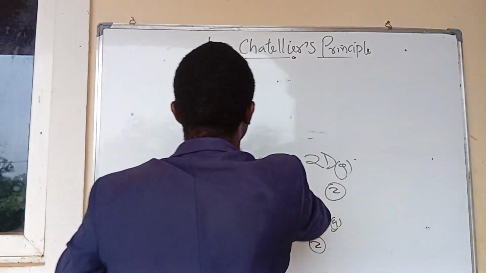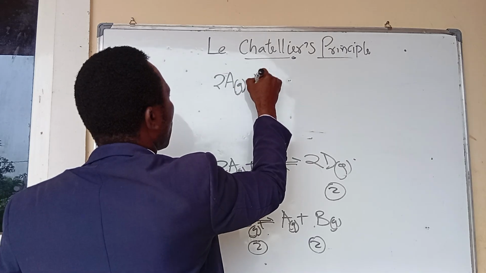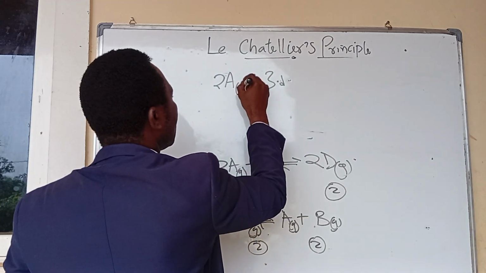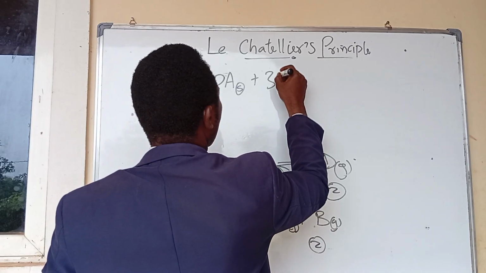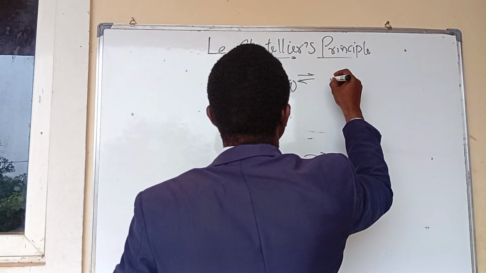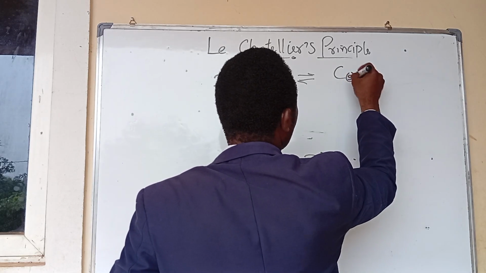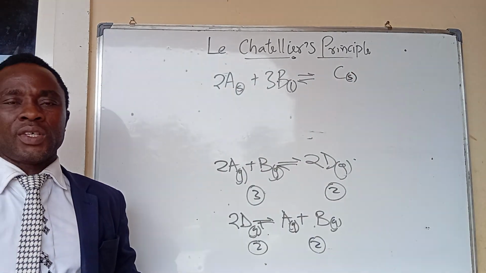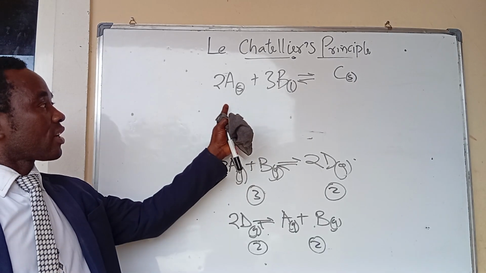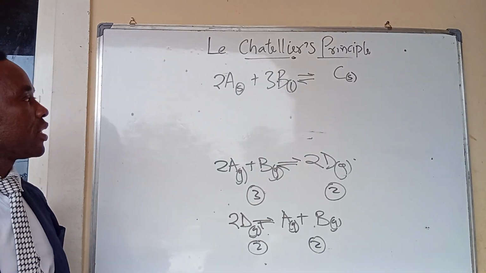Then I'll give you the last example on pressure. Let's say we have 2A gas plus 3D, okay, 2A solid plus 3B, which is liquid, to give us C, which is solid. You might be asked, what is the effect of pressure on this chemical system in equilibrium?